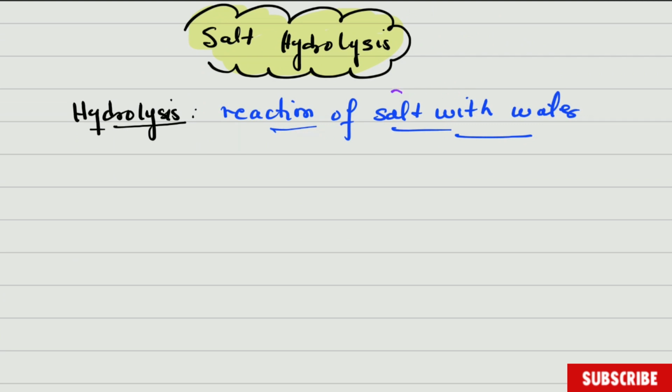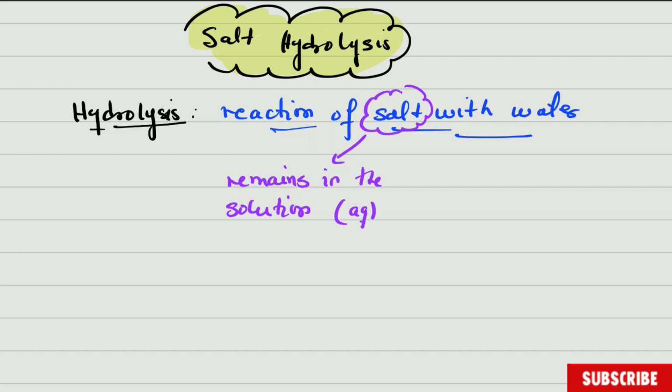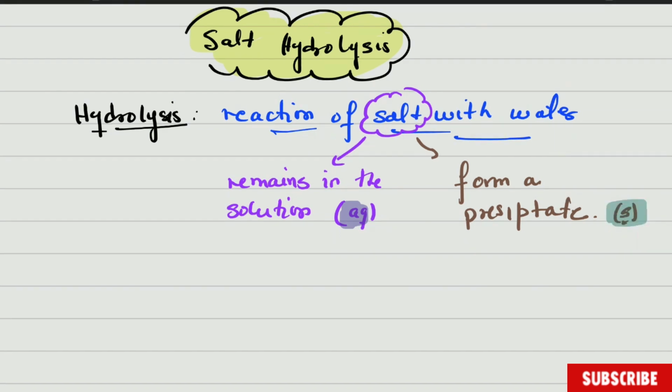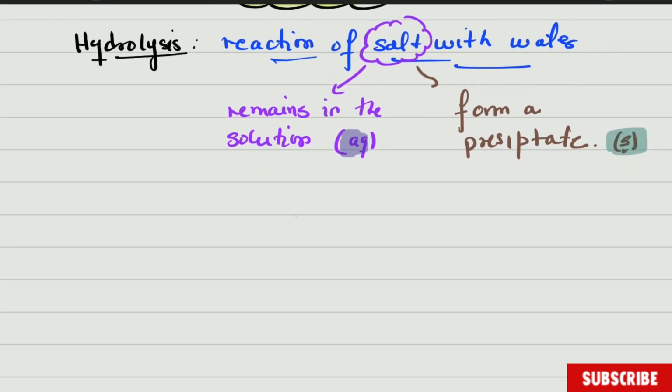Now, this salt that forms can form in two different ways. One of them is that it can remain in the solution, in other words, be an aqueous solution. But it could also form a precipitate. Remember, a precipitate is a solid in the reaction between different solutions. Now, what else can happen to that salt?